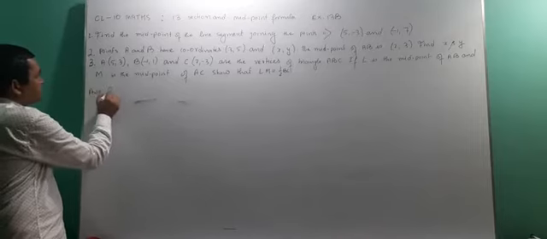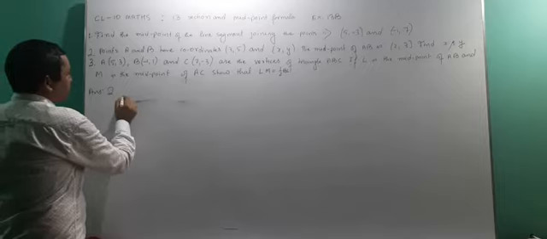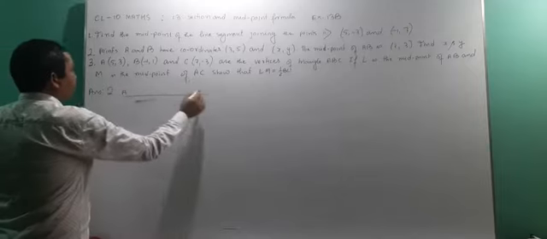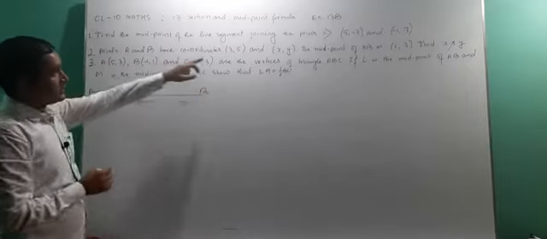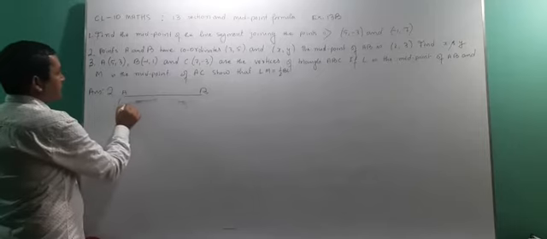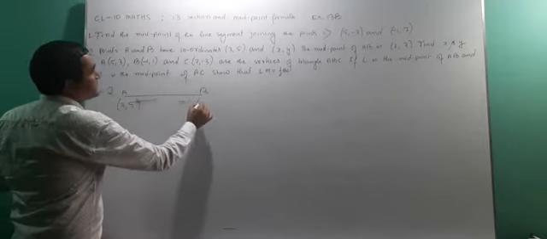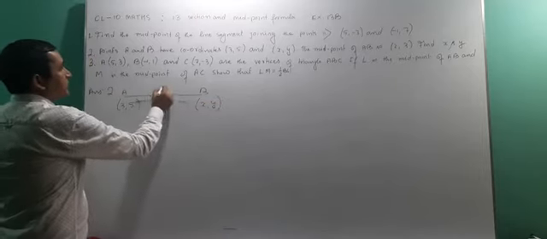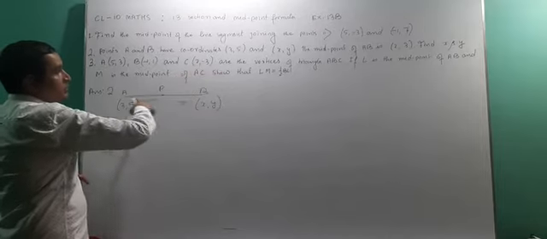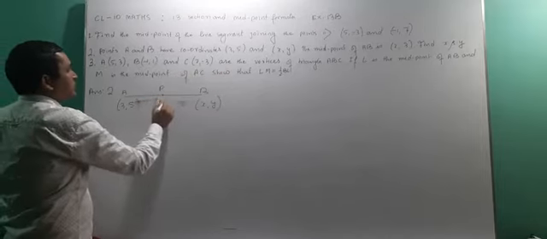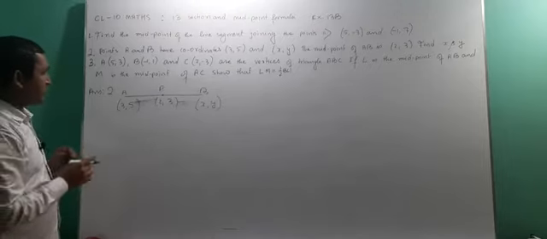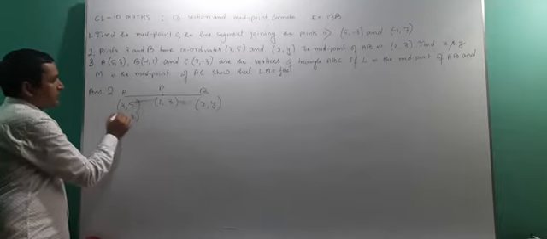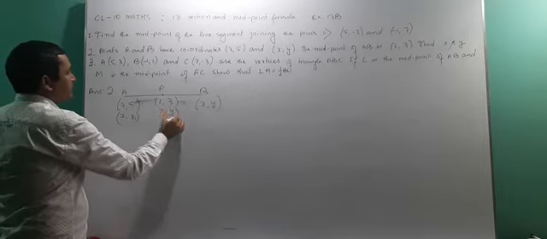Answer of question number 2. Before solving this kind of question, always draw a rough sketch. Now this is A and B. The coordinate of A is given there, 3, 5, and B is x, y. Then the coordinate of midpoint P is also provided. The coordinate of midpoint AB is 2, 3.